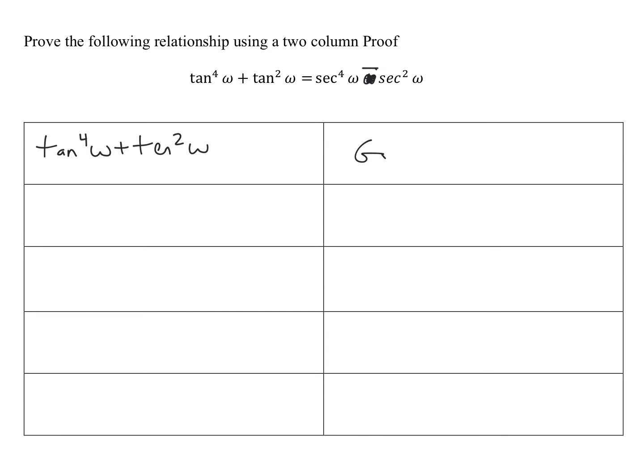So we start with a given. So we start with one side. So I've got tangent to the 4th omega plus tangent squared omega. And first I have a GCF of tangent squared. So I'm going to factor that out. And so this is where a lot of people like to deviate. So I'm just going to use a GCF factor.